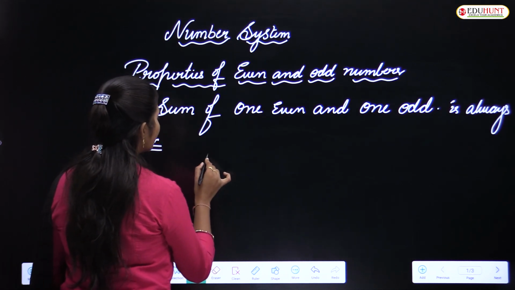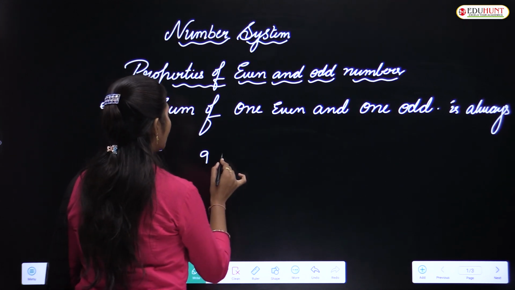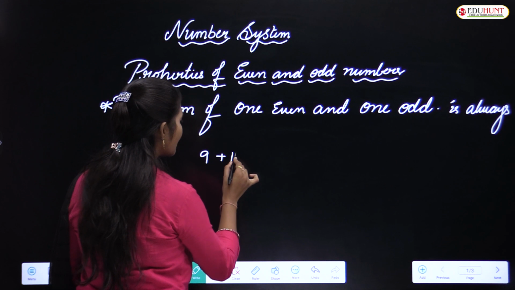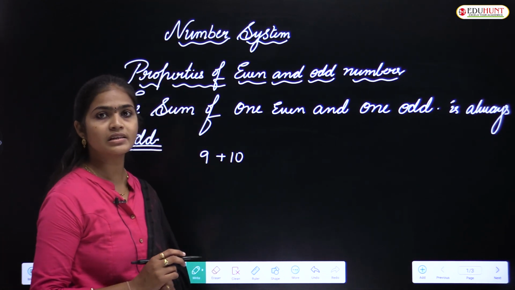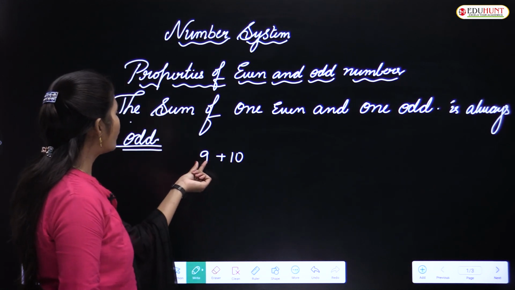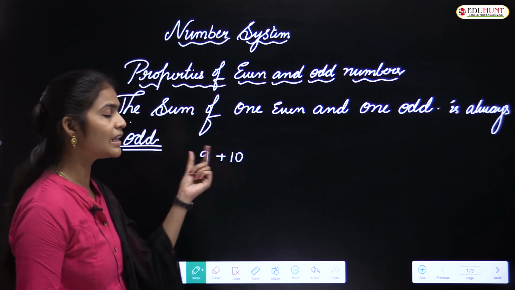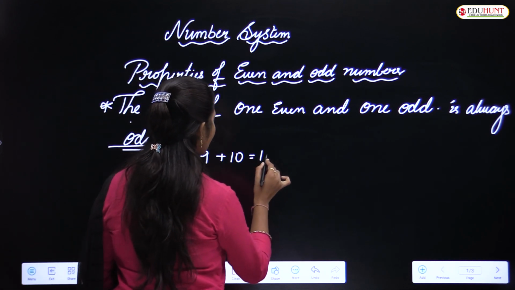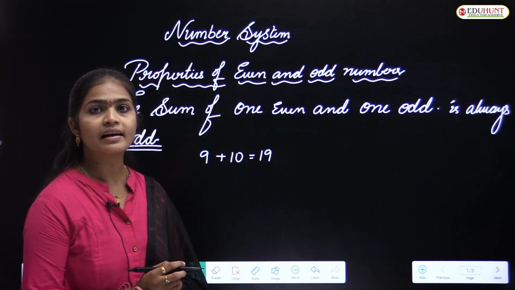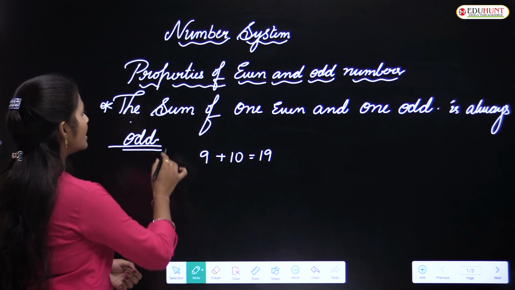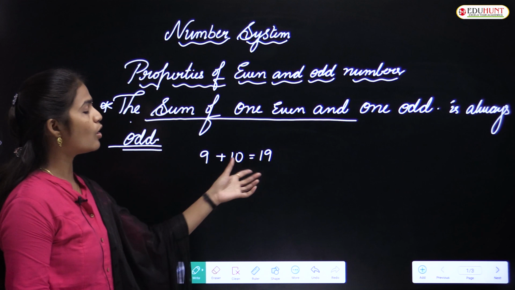So why? Because here I have taken one of the odd numbers as 9, and one of the even numbers I am going to take as 10. Okay, smaller numbers only I have taken here, because they are easy to understand. So 9 plus 10 gives the result 19. So is 19 an even number or an odd number? That is an odd number. So that's why the sum of one even and one odd is always odd.